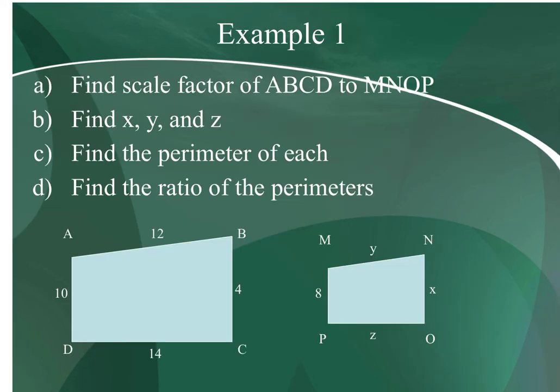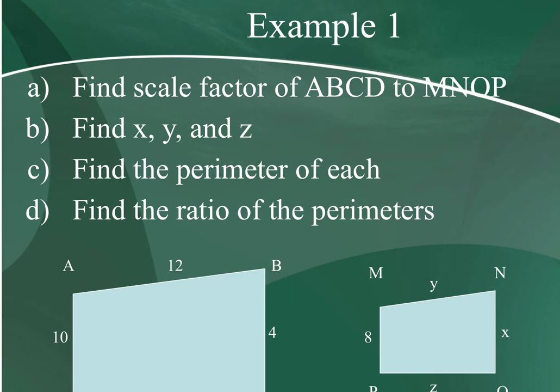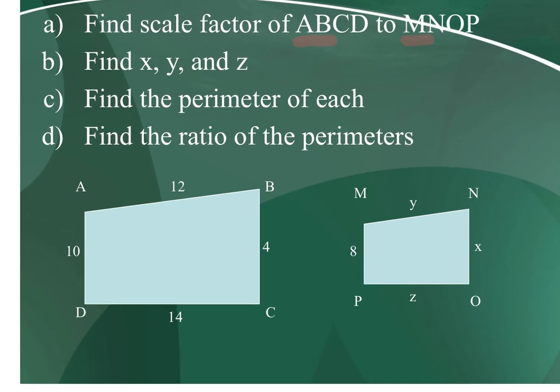Okay, so in example 1, part A, it says find the scale factor of ABCD to MNOP. This is where we have to use the order. The order is going to be super important. So let's just use the first 2 letters. Let's highlight AB. And what is going to be the corresponding side of the other figure? MN. So let's take AB and compare it to MN.